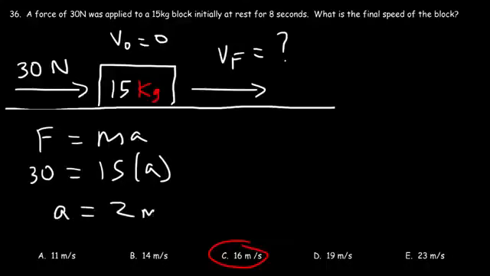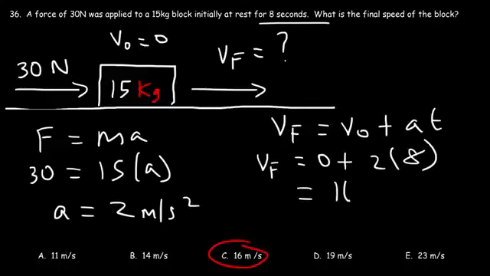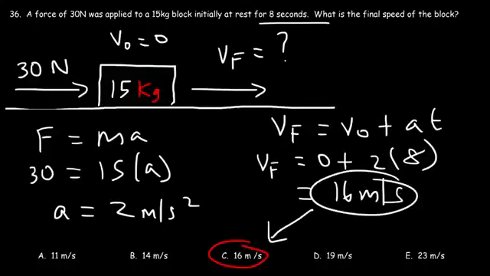Now once you have the acceleration, you can now use this formula to calculate the final speed. The initial speed is 0, the acceleration is 2, and the acceleration is acting on this object for 8 seconds. So 2 times 8 will give us a final speed of 16 meters per second. So C is the right answer.